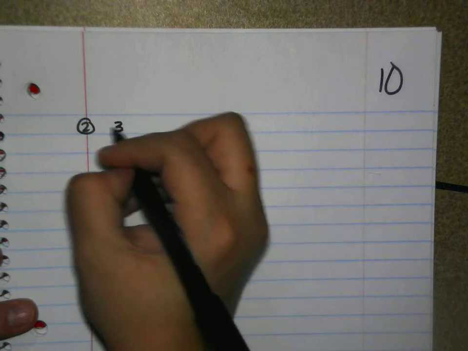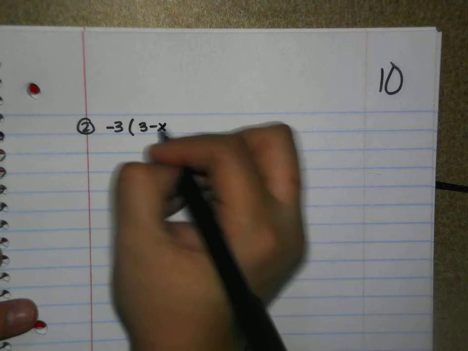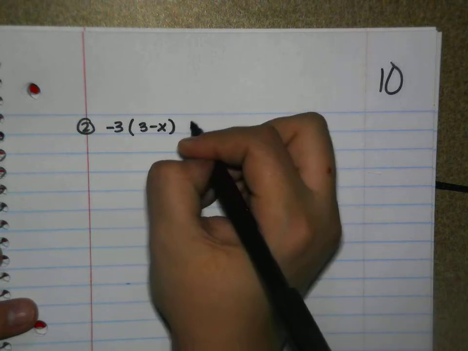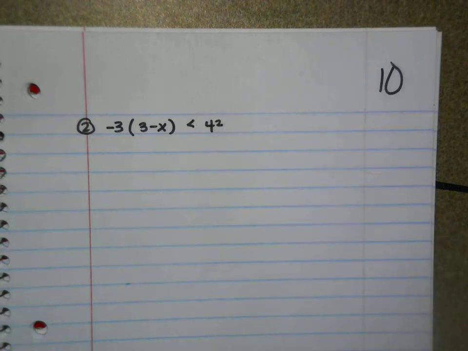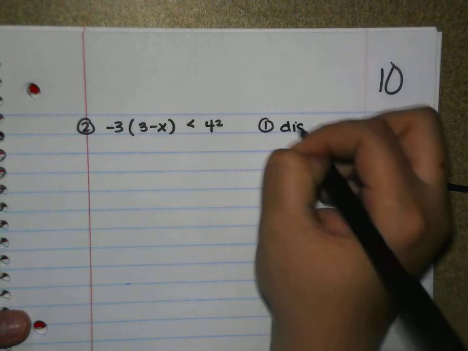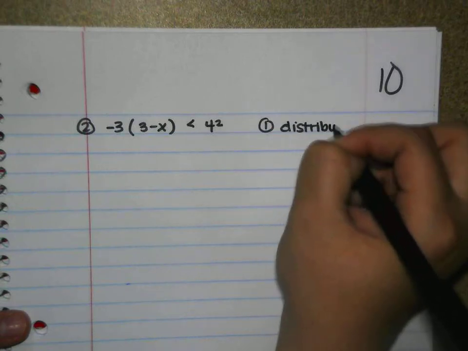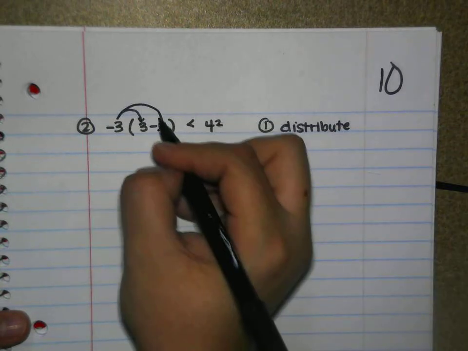Okay, continuing on with item number 10, and now we're going to be going on to number 2. Number 2 is negative 3 times 3 minus x, which is less than 4 squared. Well, we see some things that we need to do. We need to distribute, so let's start by distributing, because that would be the first step. We're going to distribute that negative 3. So we're going to multiply negative 3 times 3 and negative 3 times a negative x.